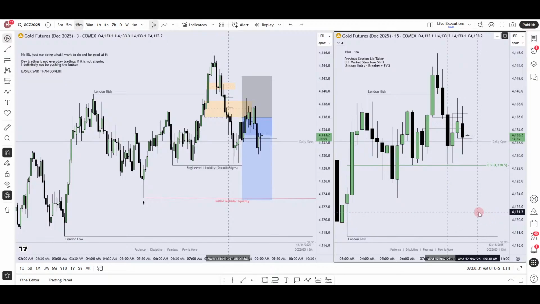God is really, really messing with me right now. I wanted a body candle closure below this low, and that's just good.